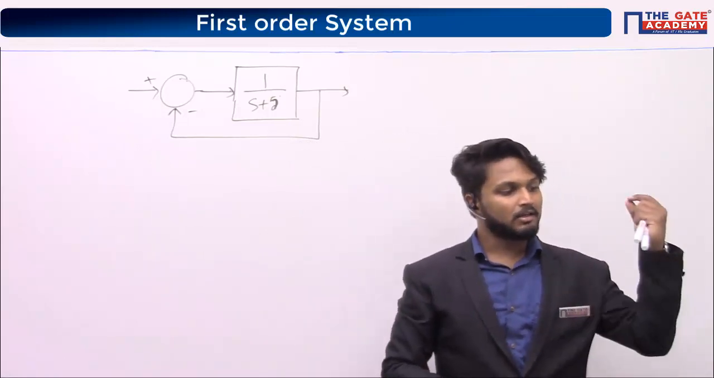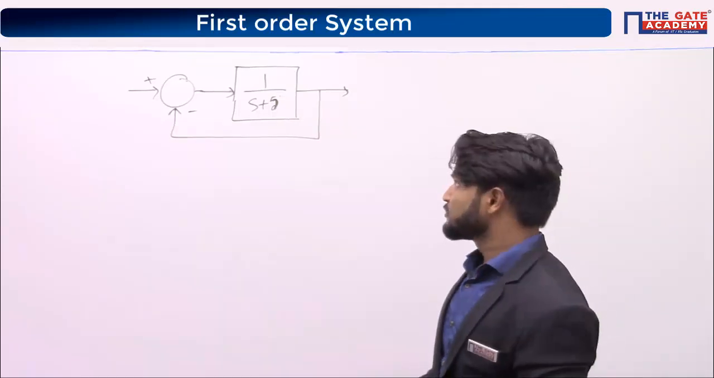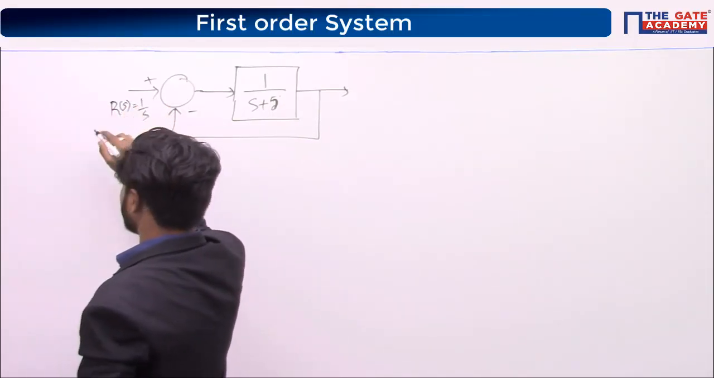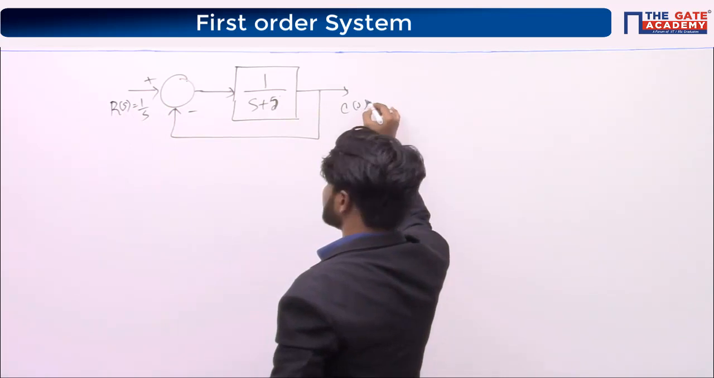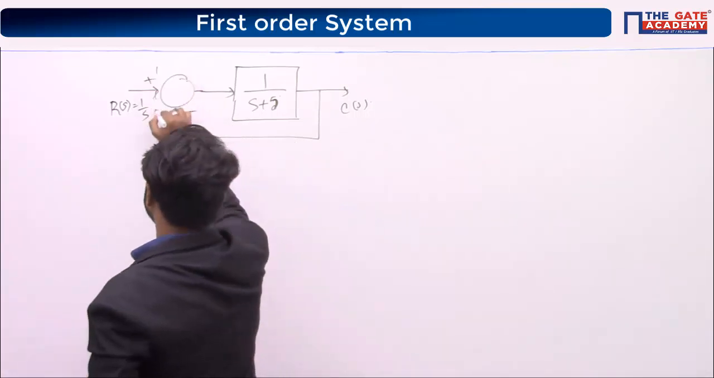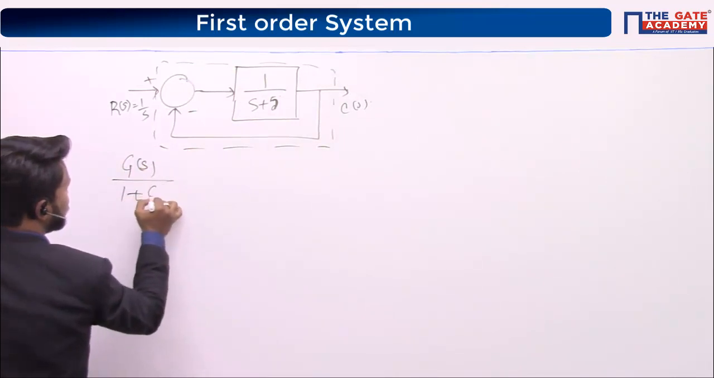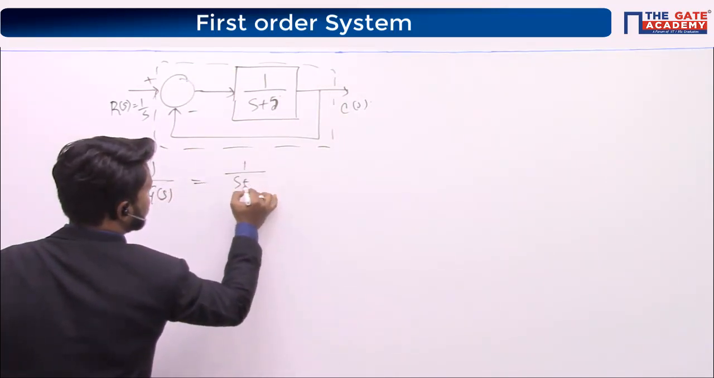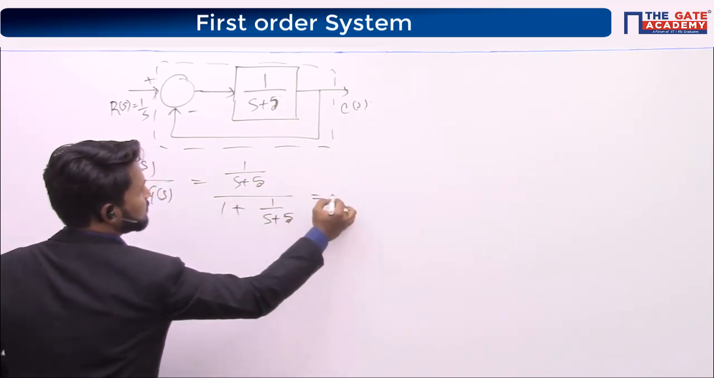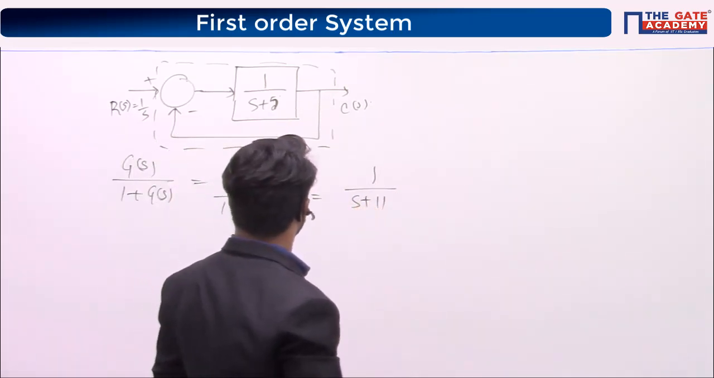He is asking for the unit step response. So if you feed a unit step input, that is R(s) equal to 1 by s, what is the output? That is what is asked. So what is the overall transfer function? The overall transfer function is G(s) by 1 plus G(s), that is equal to 6 by (s plus 5) divided by 1 plus 6 by (s plus 5). If you simplify, you will get 6 by s plus 11.